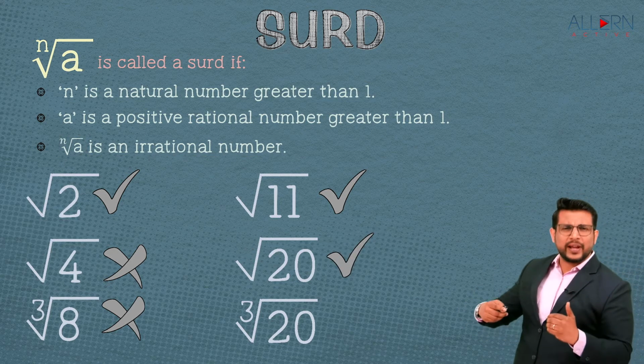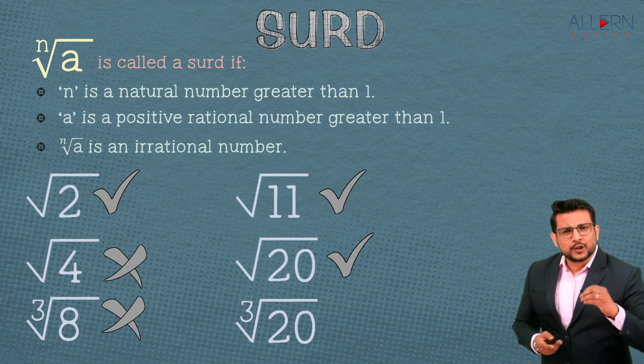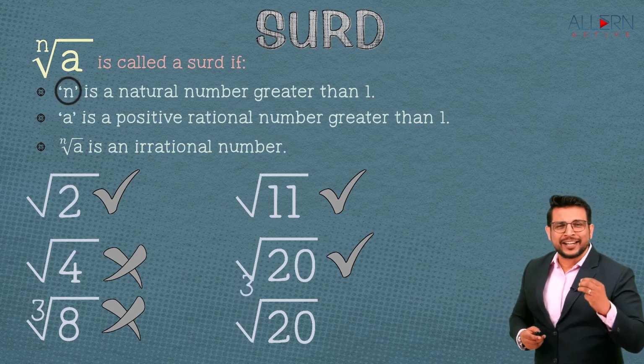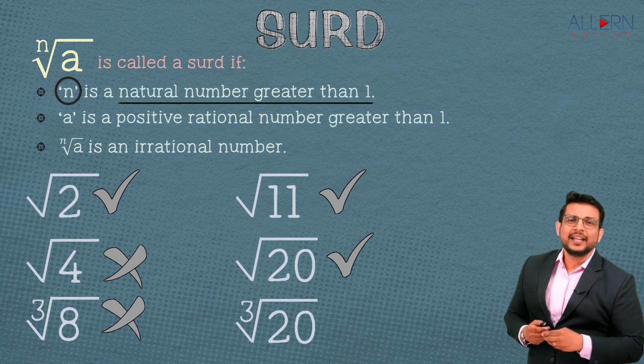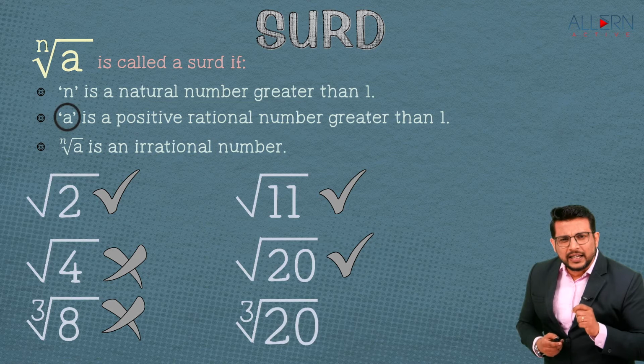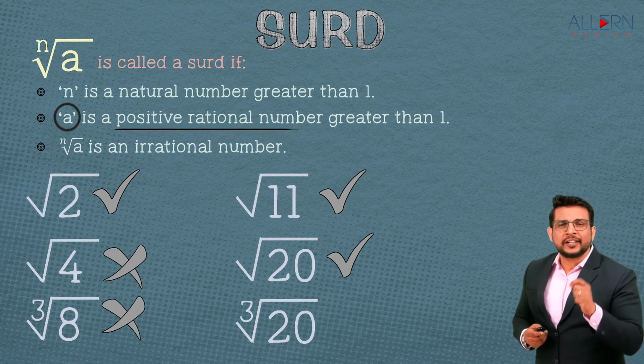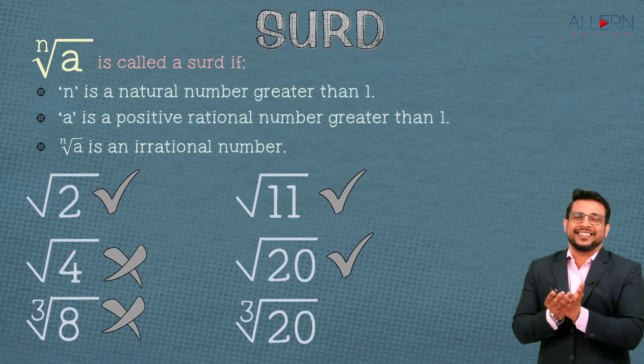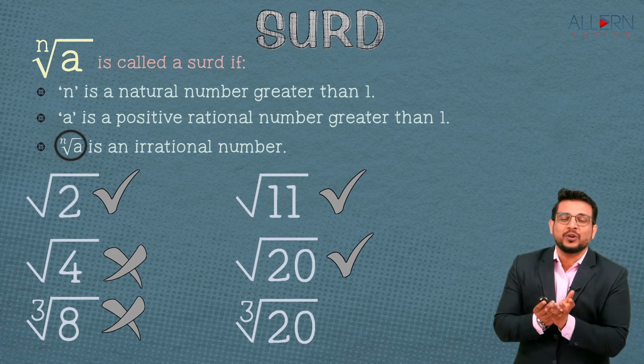Let's go on to the last example which we have. Right? That is cube root of 20. What is the order there? The order is 3. So that's a natural number greater than 1. Look at the radicand. The radicand is 20. That's a positive rational number greater than 1. Look at the entire expression. The entire expression, that is cube root of 20.